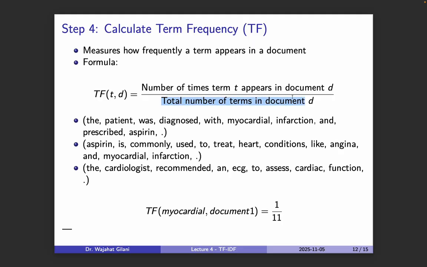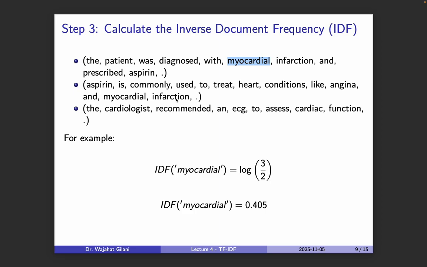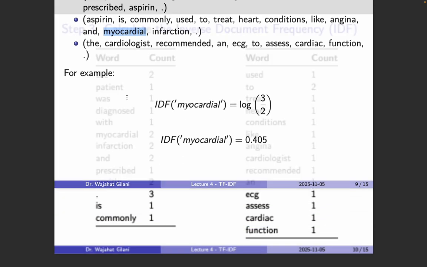This is a calculation that happens for each word in a document, meaning that if we take myocardial again, because myocardial shows up in 2 different documents, we're going to have a TF score that is different for document 1 than it is for document 2. So the myocardial term frequency score in document 1 will be different than the TF score in document 2, because this must be done within each document.